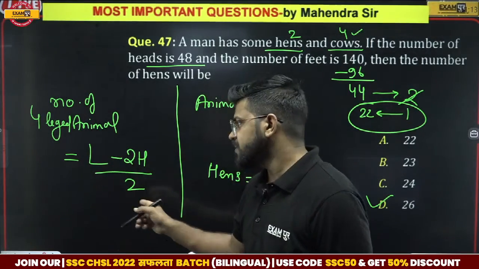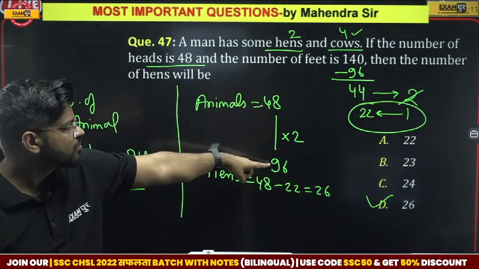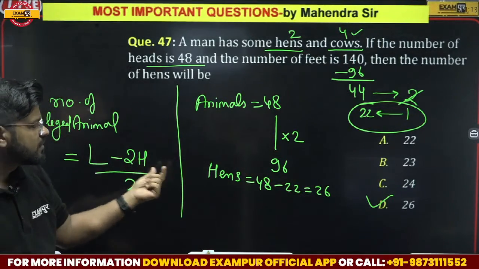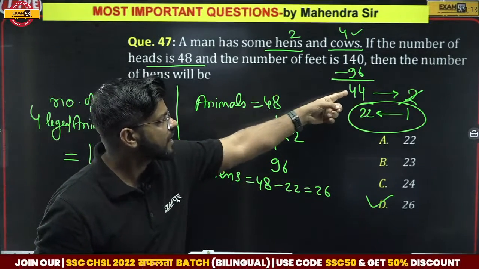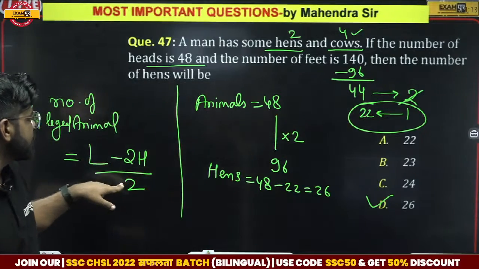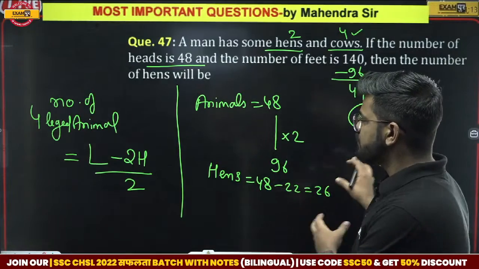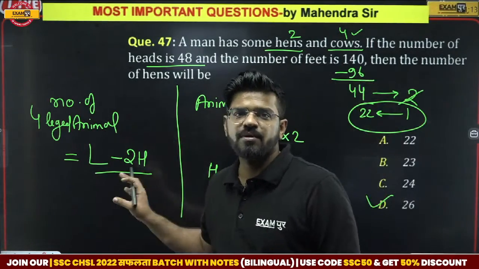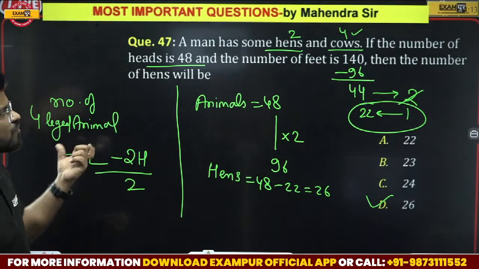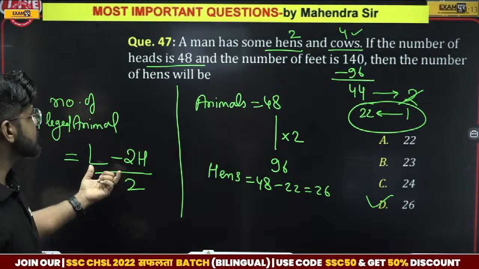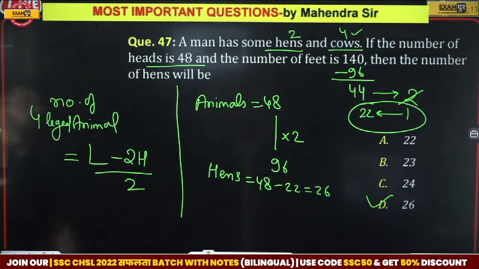Okay, this formula comes from this concept. I have multiplied heads by 2, subtracted it from legs, and again divided by 2, and I will get 22. This is the procedure, this is the main funda, and this is the formula for that. You can directly use this formula to get the four-legged animals, and if you want the two-legged animals, just subtract this number from the total heads. Okay.